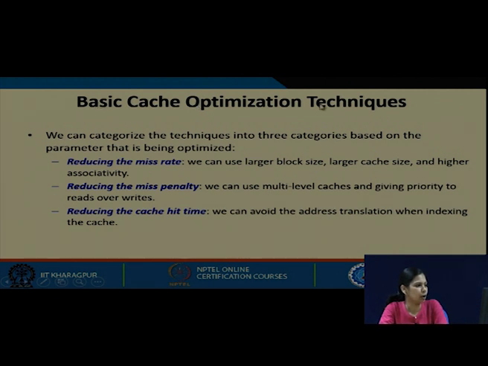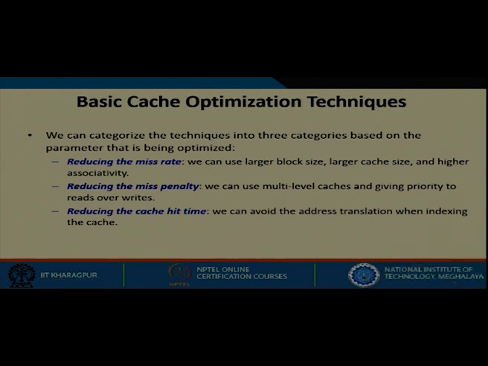In basic cache optimization techniques, we categorize the techniques into 3 categories based on the parameters I just mentioned. First, reducing the miss rate. How can we reduce the miss rate? Miss rate can be reduced by using a larger block size. If my program is pretty large and you have a large block, the whole program is brought into some block of your cache and you can access it nicely. So, a larger block size in turn reduces the miss rate.